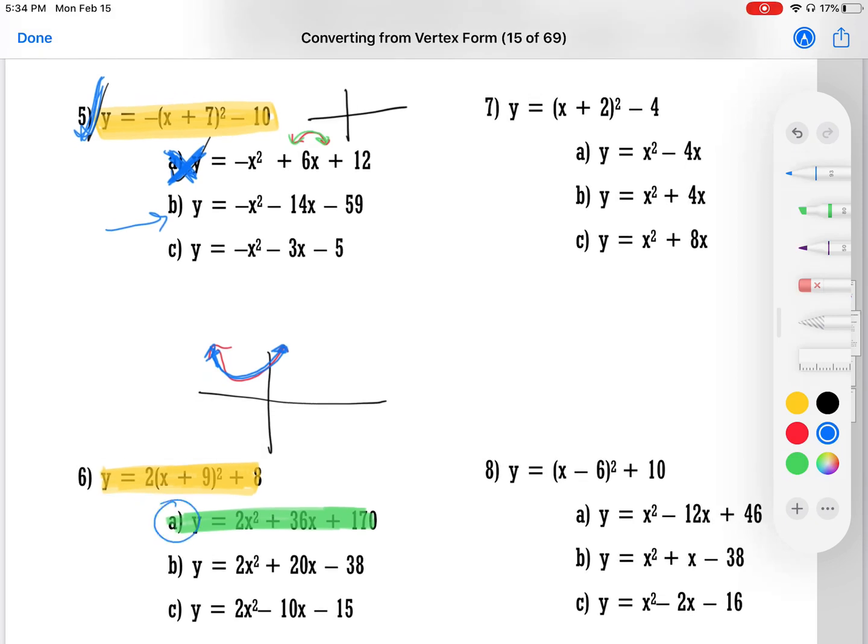Okay, so when you're ready, try number 7 and number 8. You type the original one into Desmos, then you type in A. If they match, that's the answer. If they don't match, type in B. If they still don't match, type in C.